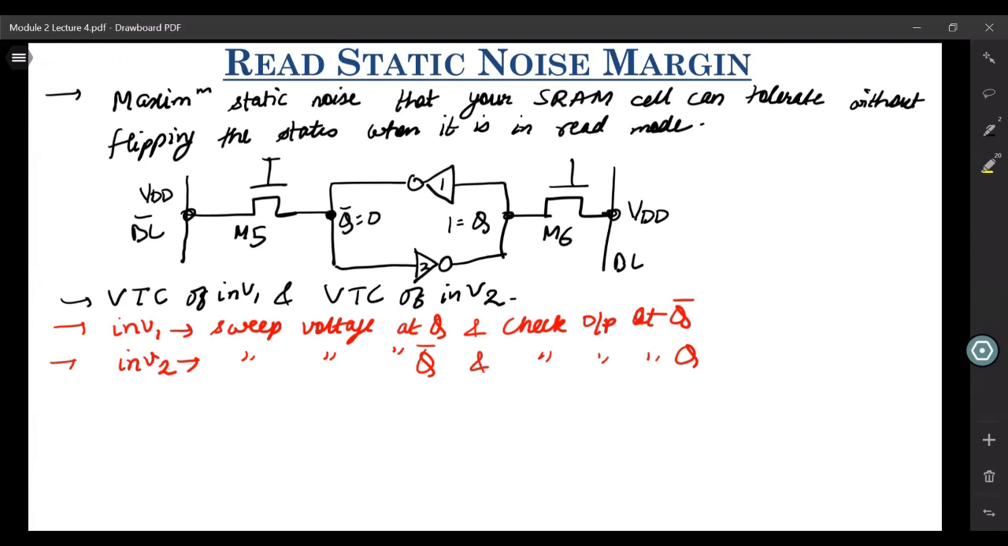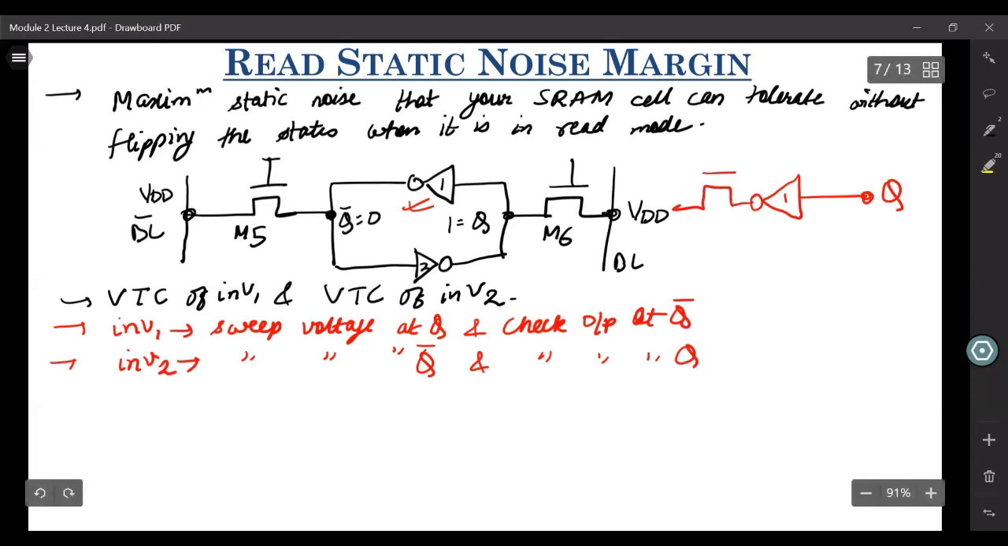So first, let us draw the VTC of inverter 1 and inverter 2 in the read mode. How exactly does this configuration look? Let us take the case of inverter 1 first. This is inverter 1. You have this node as Q, where you are sweeping the voltages. And at the output of this, you have M5, which is connected to VDD. So let us simplify this. Now if we simplify this, what we get is something like this.